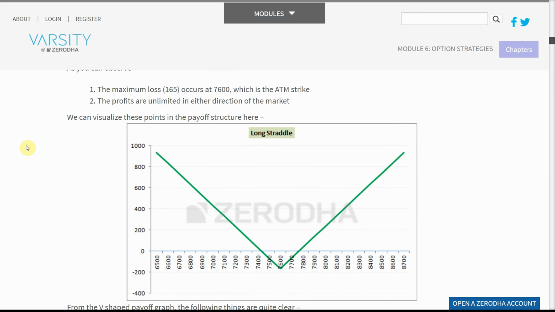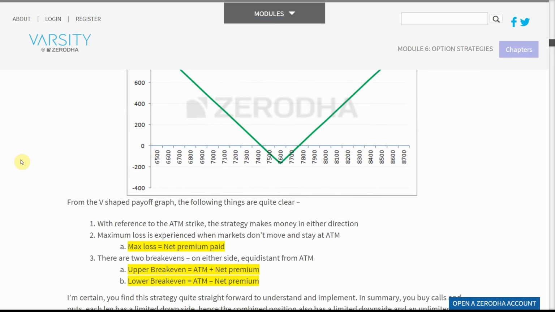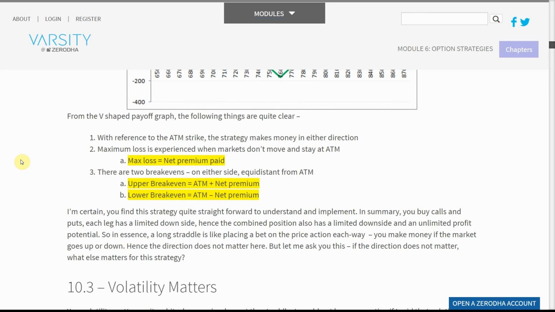The following things are quite clear. With reference to the ATM strike, the strategy makes money in either direction. Maximum loss is experienced when markets don't move and stay at ATM. Max loss equals net premium paid. There are two break-evens on either side, equidistant from ATM. Upper break-even equals ATM plus net premium. Lower break-even equals ATM minus net premium.